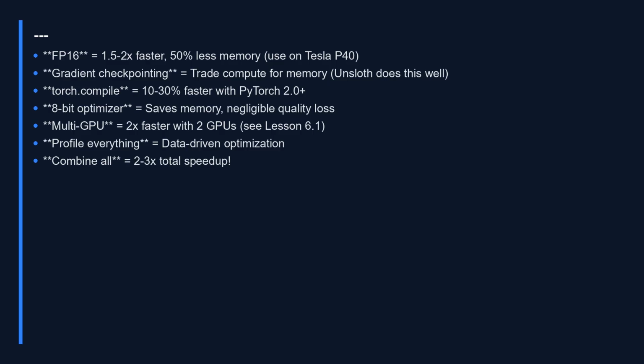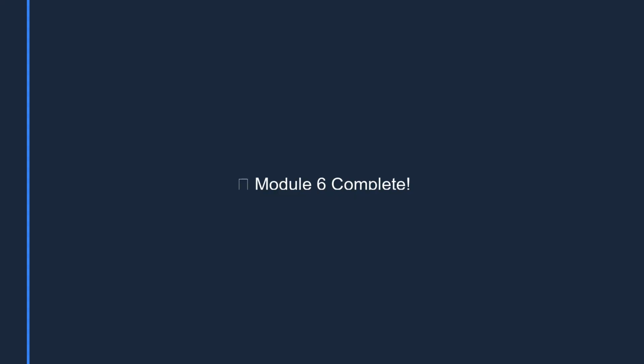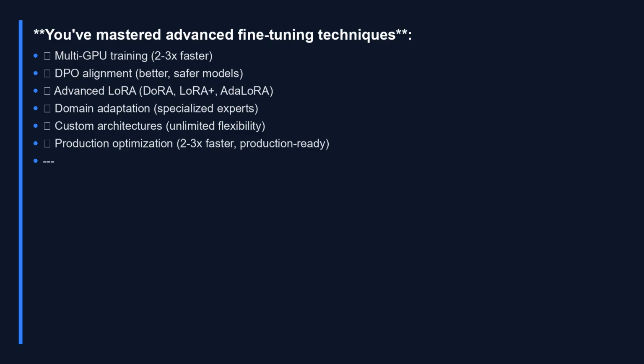2 P40s with data parallel or DeepSpeed gets you close to 2x training throughput. Profile before you optimize. The bottleneck is rarely where you expect it. And when you stack all of these together, the cumulative speedup reaches 2 to 3x over a baseline training setup. That's the difference between a 12-hour training run and a 4-hour one. Module 6 complete. That's Module 6 finished.